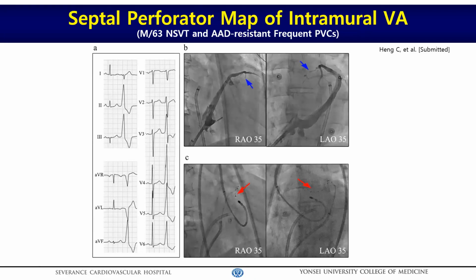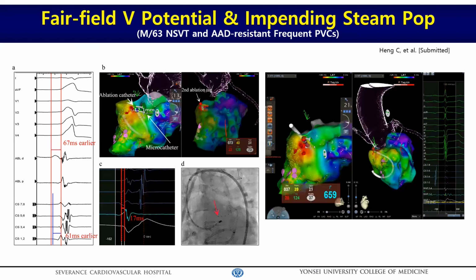This is a 63-year-old male patient with non-sustained VT. The ECG shows early precordial transition and a small Q wave in lead 1, suggesting some septal origin. So we have to be careful about the risk of heart block. We mapped the septal vein and the corresponding endocardial side using the transaortic approach.